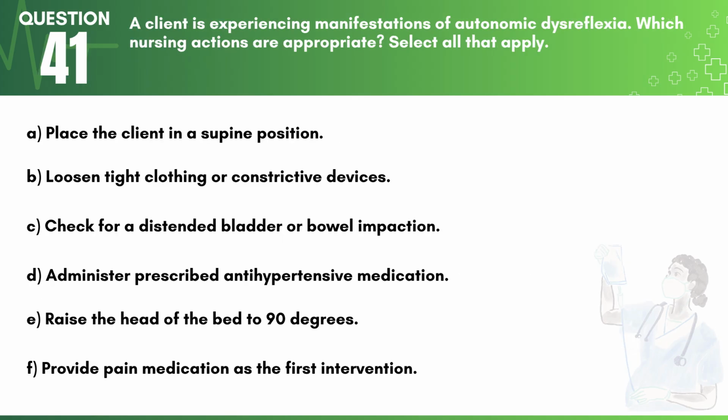Question 41. A client is experiencing manifestations of autonomic dysreflexia. Which nursing actions are appropriate? Select all that apply. A. Place the client in a supine position. B. Loosen tight clothing or constrictive devices. C. Check for a distended bladder or bowel impaction. D. Administer prescribed antihypertensive medication. E. Raise the head of the bed to 90 degrees. F. Provide pain medication as the first intervention.